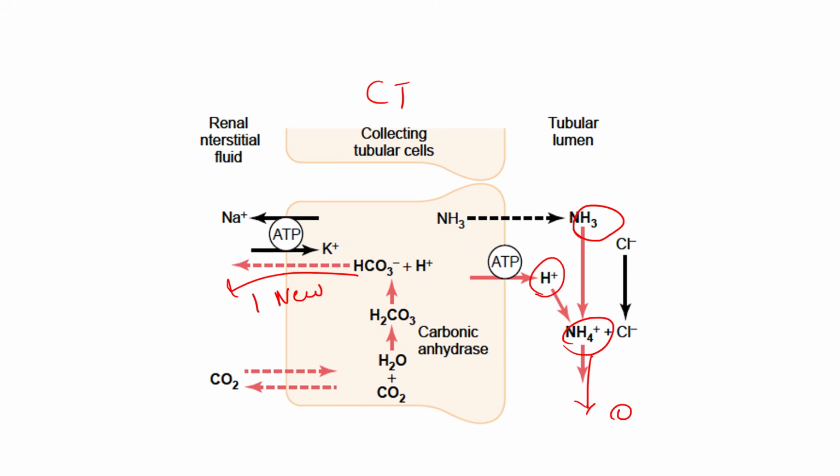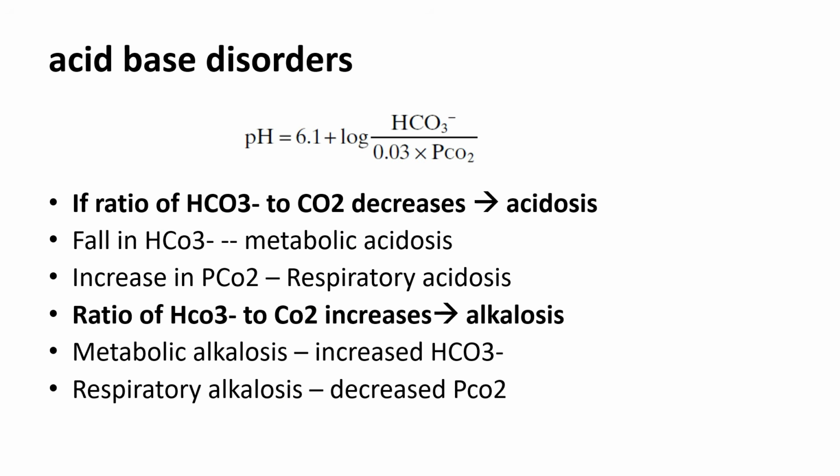Coming to the acid base disorders, as we already know, pH is equal to 6.1 plus log bicarbonate by PCO2. So the ratio of bicarbonate and PCO2 decides the pH. So if the ratio of bicarbonate to CO2 increases, that means either bicarbonate is increased or carbon dioxide is lowered, that causes alkalosis. If the ratio of bicarbonate to CO2 decreases, that means either bicarbonate decreases or PCO2 increases, that is called acidosis.